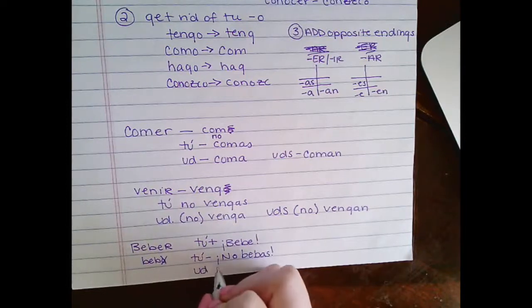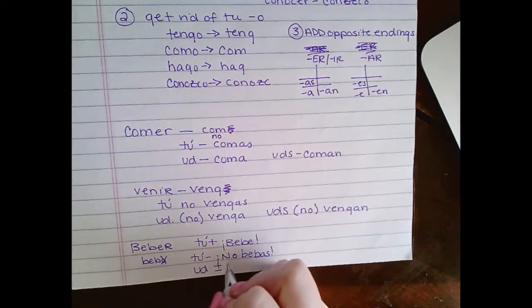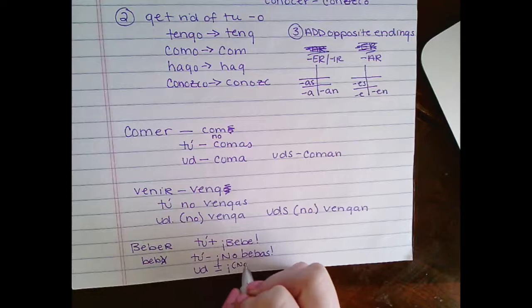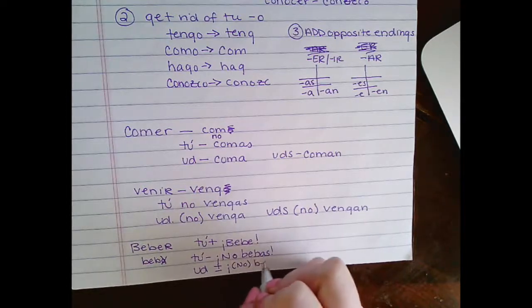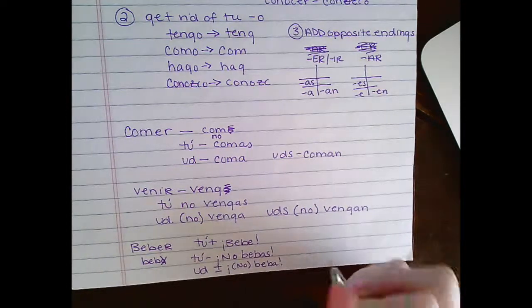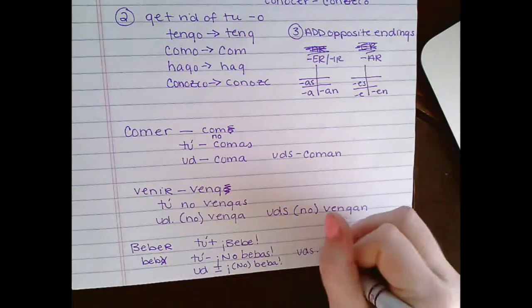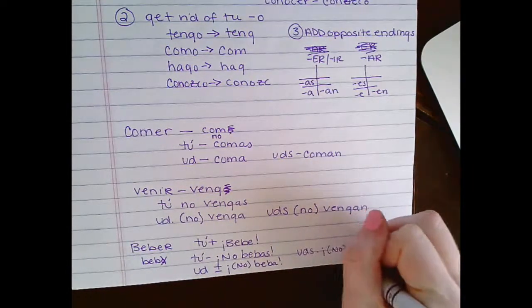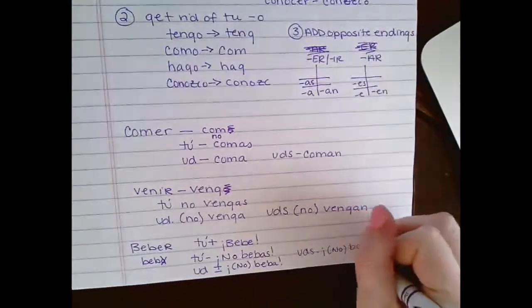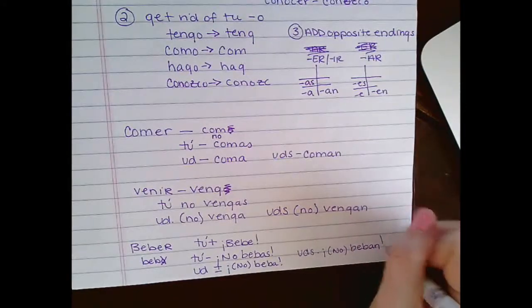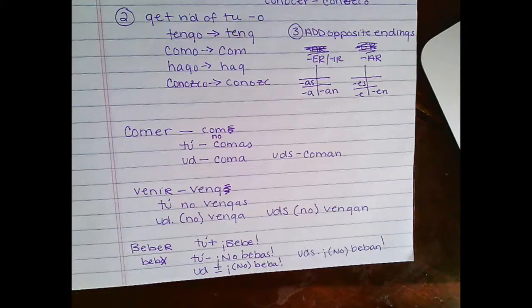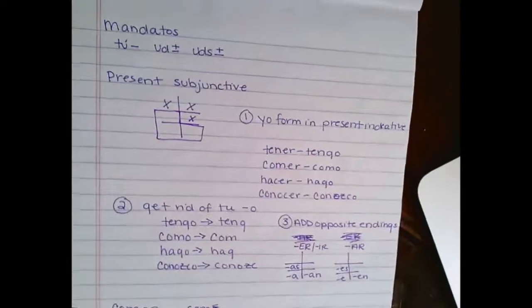The usted can be affirmative or negative, so I'm going to put that no in parentheses because it is optional, but either way it will be beba. And same with the ustedes, an optional no because it is affirmative and negative, leaving me with beban. So there you have the 3 steps in order to form affirmative and negative commands.